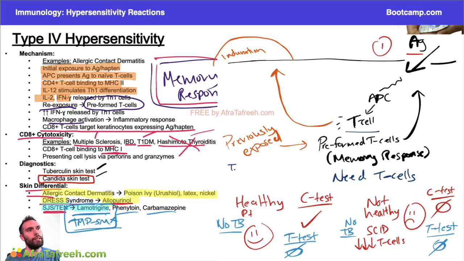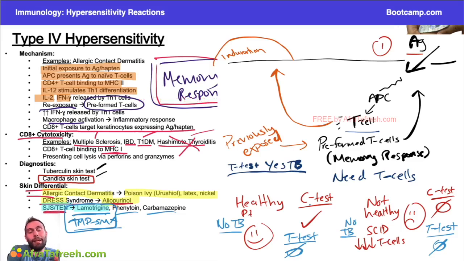Okay, so let's do the TB test and then we'll put yes, TB. What if we did the TB test and my healthy patient actually had TB? What would happen? So try and think about that. So if you had a healthy patient that has TB, what should happen on this test? Well, the T cells are working, right? And this patient has been exposed to TB.